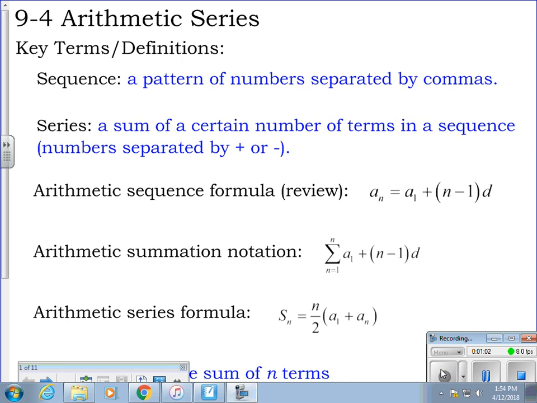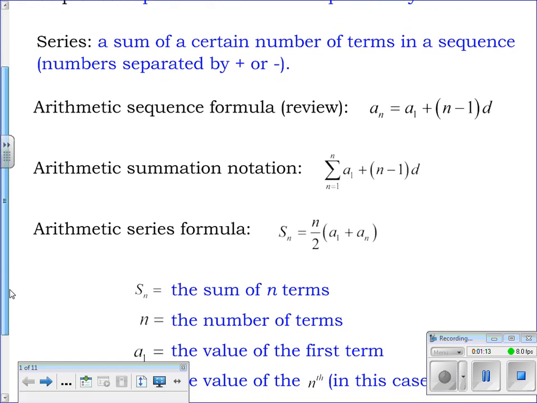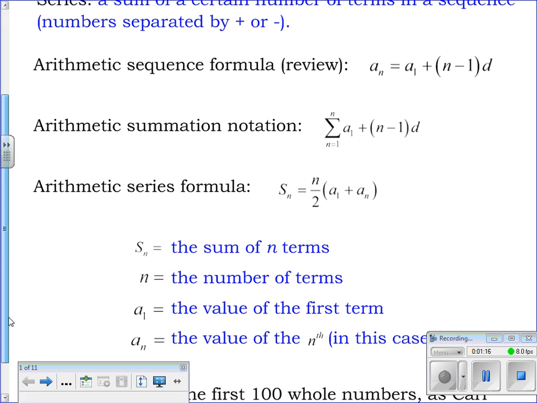We have some formulas. Arithmetic sequence formula review, which we did before: how to find the next number in the sequence. It works for a series the same way. Arithmetic summation notation. So this is a summation. That's called sigma notation, the capital Greek letter sigma. Sigma notation means you add them together. So I take the first number plus the second number plus the third number plus the fourth number, and the numbers are generated using that formula. You start with the first number and go to the last number. And we will work with that today.